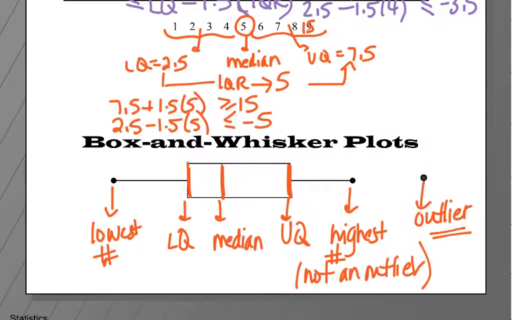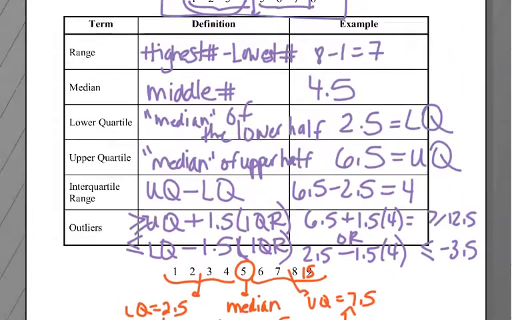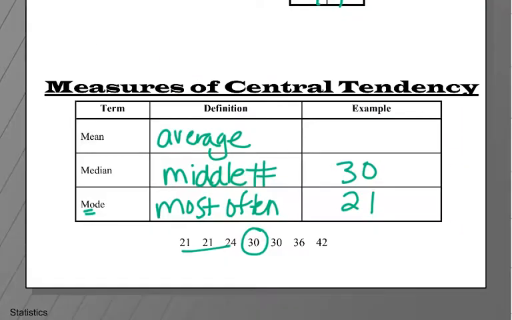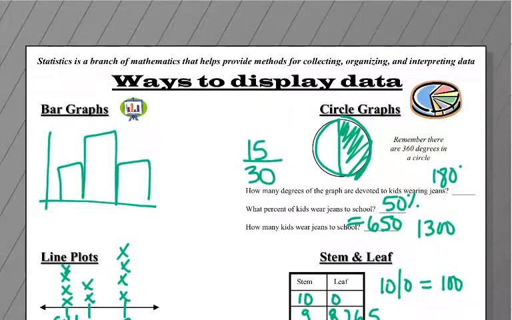You'll see this on the homework. It's just a way to organize the data so that you can visually see a little bit more where the median and the lower and upper quartiles are. So that is all the measures of variation and central tendency in data.